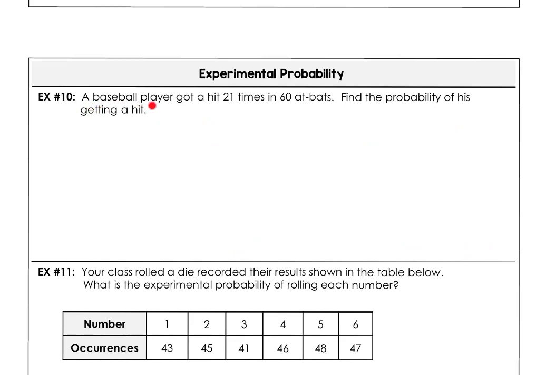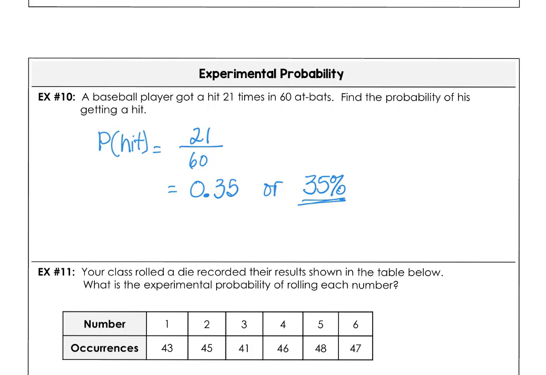For example 10, we have a baseball player that got a hit 21 times in 60 at-bats. We want to find the probability of him getting a hit. So he was at bat 60 times. The probability that he got a hit is the 21 times out of 60, which is 21 divided by 60 is 0.35, or we could say 35% of the time he got a hit.